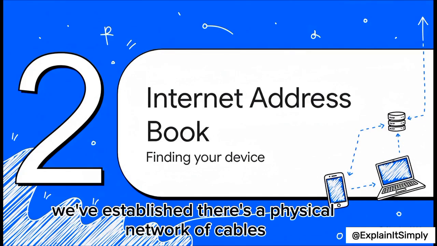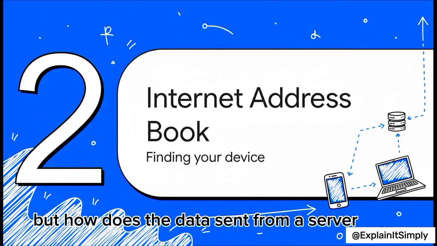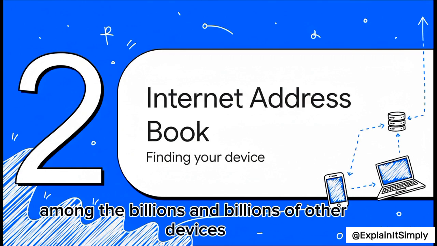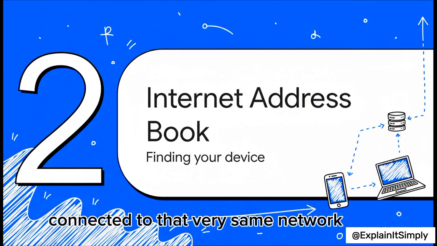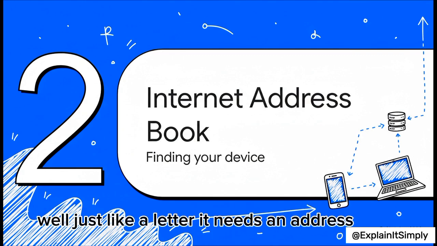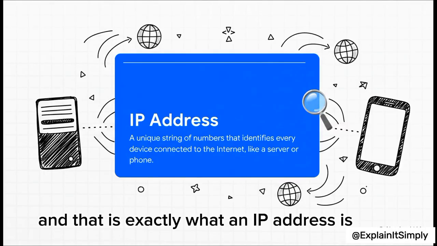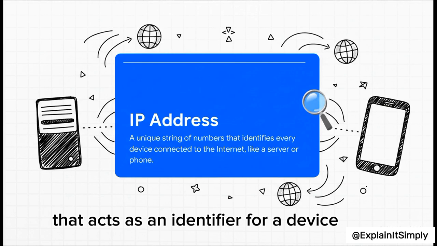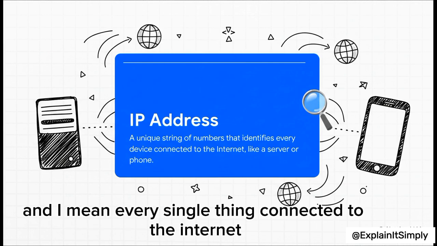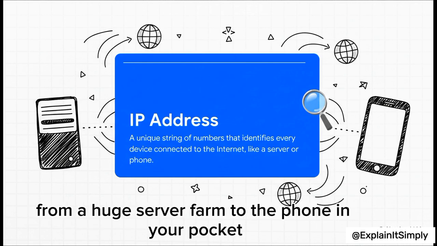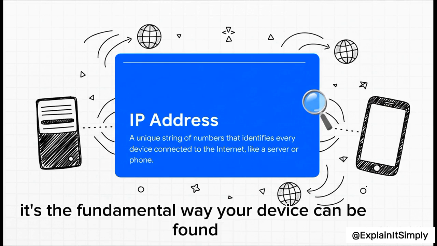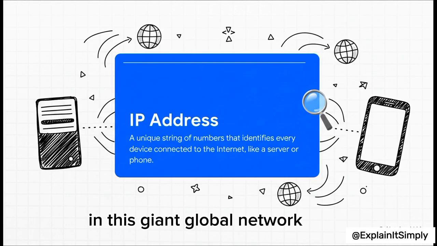Okay, so we've established there's a physical network of cables, but how does the data sent from a server find your specific phone or laptop among the billions and billions of other devices connected to that very same network? Well, just like a letter, it needs an address. And that is exactly what an IP address is. It's a unique string of numbers that acts as an identifier for a device. And I mean every single thing connected to the internet. From a huge server farm to the phone in your pocket, it gets one. It's the fundamental way your device can be found in this giant global network.